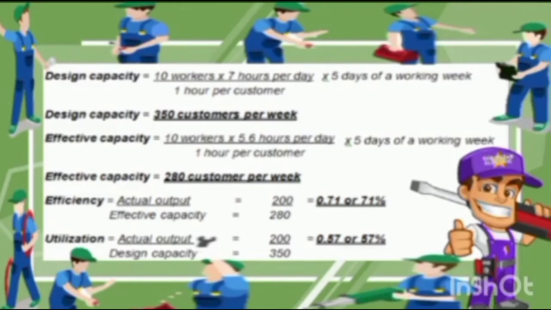So, if we apply the formula for efficiency, which is efficiency is equal to actual output of 200 over effective capacity of 280, then the efficiency of the process is 0.71 or 71%.